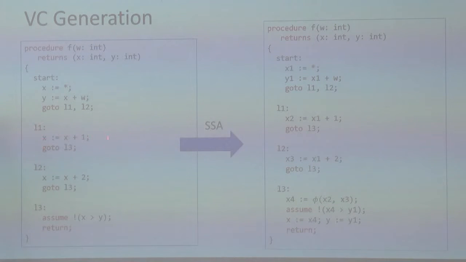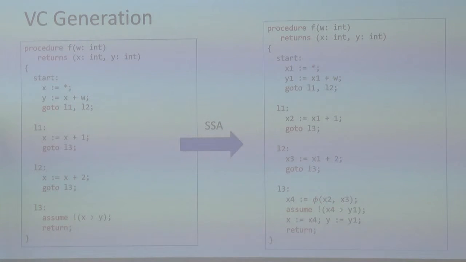So if you have an assignment x equals x plus 1, it gets replaced by something that looks like this. The value coming in is x1, and the value going out is stored in x2. And what you have to be careful about is when control comes together. Here the value of x can either come from this block L2 or come from this block L1. So in SSA terminology, this is where you introduce a phi node that says the new value of x is either x2 or x3, depending on where control came from, right?